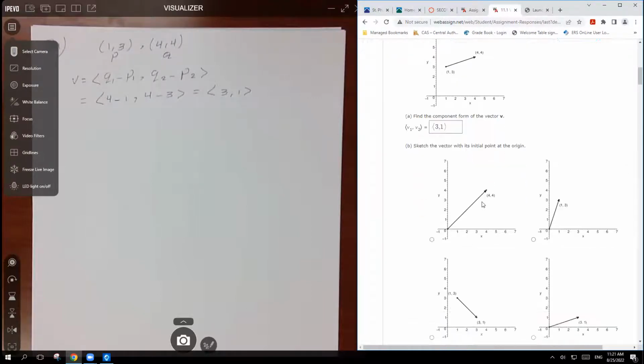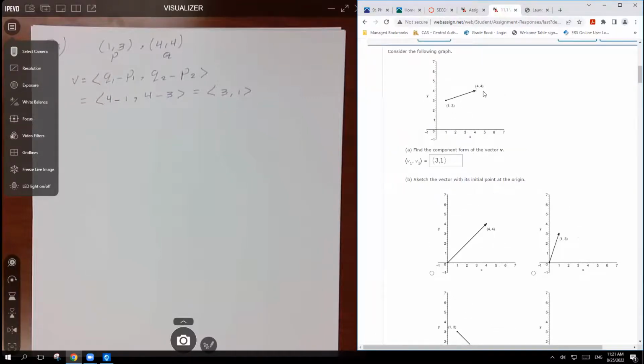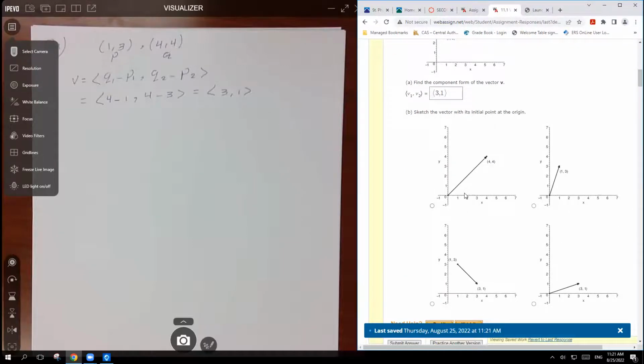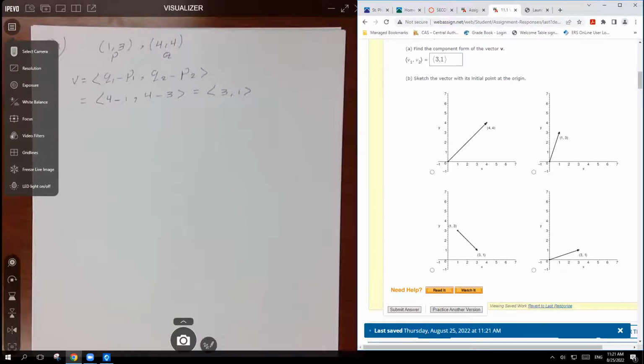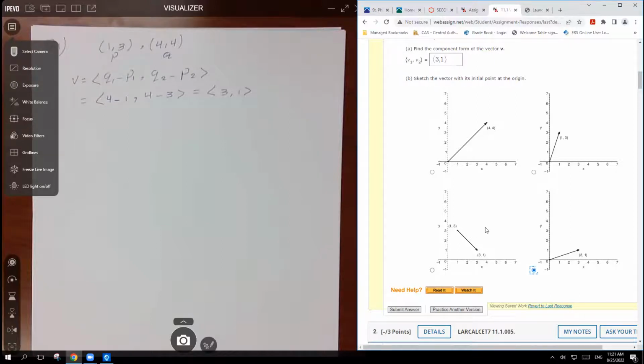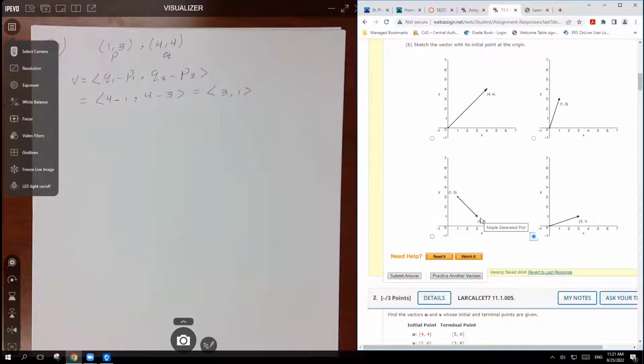Okay, now sketch this vector. Again, here is the length. We need to sketch the vector. What do you think? Which one is going to be the solution? The last one, which is (3, 1). So you're going to choose this one. X is 3, Y is 1. Choose this one. That's it.